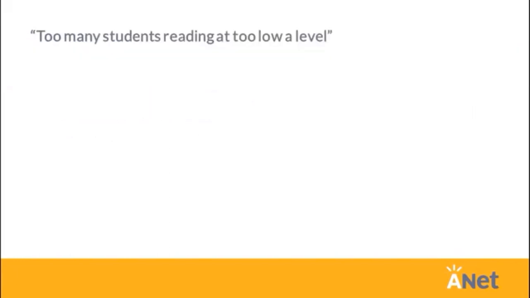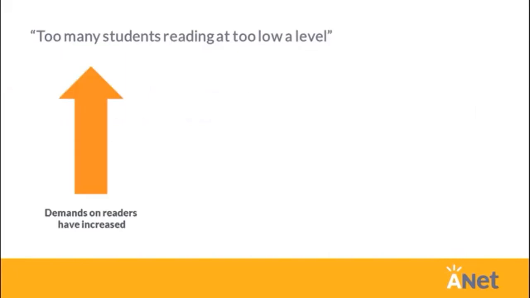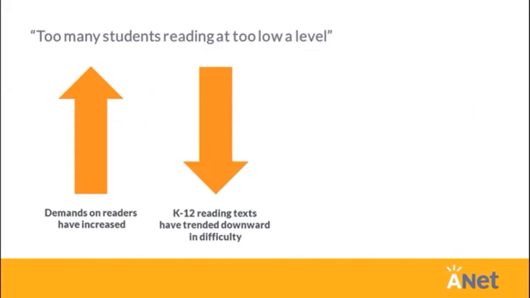Appendix A of the Common Core Standards tells us that demands on readers have increased over the last 50 years, while at the same time, K-12 reading texts have actually trended downward in difficulty. The authors of the Common Core recognized this problem and readjusted what students need to be reading in each grade level to be college and career ready. If you're interested in reading more on this topic, I recommend that you review Appendix A of the Common Core Standards.